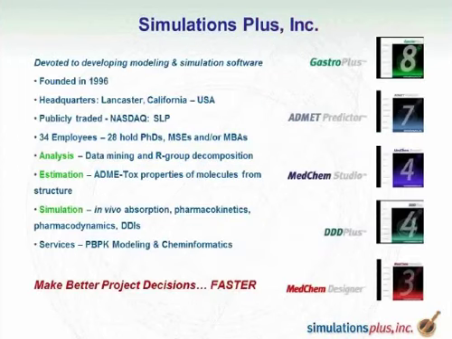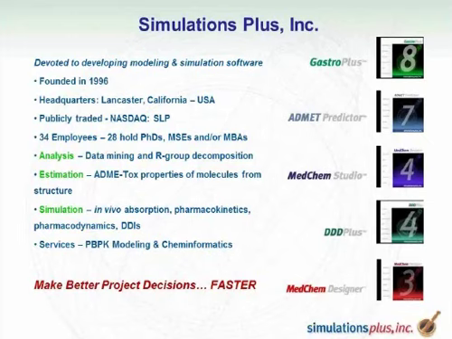Anu? Thank you, John. Hello, everyone. Before we begin, I would like to give you a brief introduction of our company. Simulations Plus is devoted to developing modeling and simulation software. We were founded in 1996, and we are headquartered in Lancaster, California, which is close to Los Angeles. We are a publicly traded company with 34 employees. On the right-hand side, you see the product portfolio.